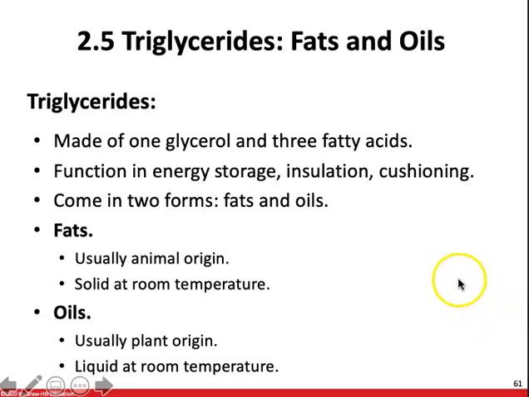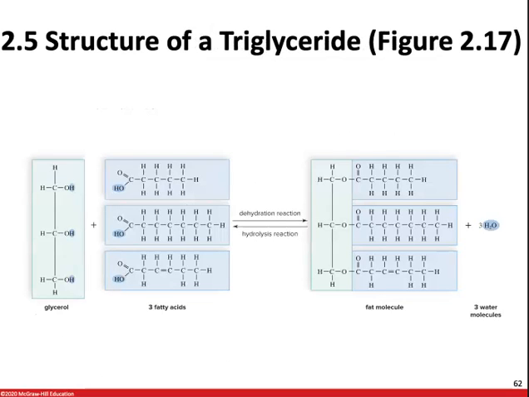They're going to be made out of 1 glycerol and 3 fatty acid tails. Each fatty acid is going to consist of a very long hydrocarbon chain with an even number of carbons and a hydroxyl group at one end. They're typically going to be used for energy storage, insulation, and cushioning, and come in 2 forms, fats and oils. The fats are going to be usually from animal origin. They tend to be solid at room temperature, whereas oils usually come from plant origin. They tend to be liquid at room temperature.